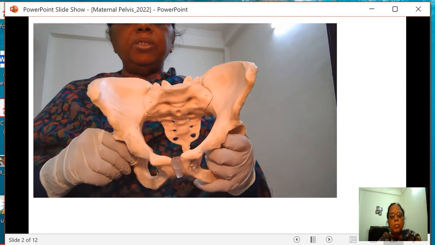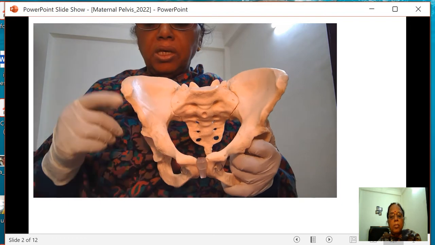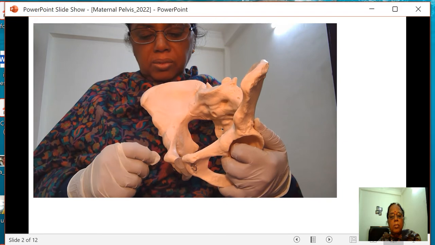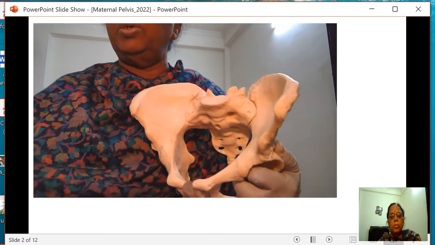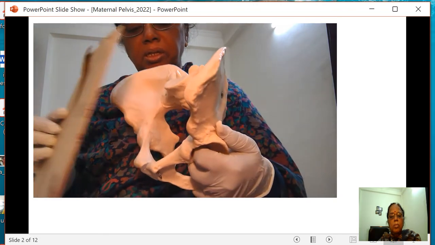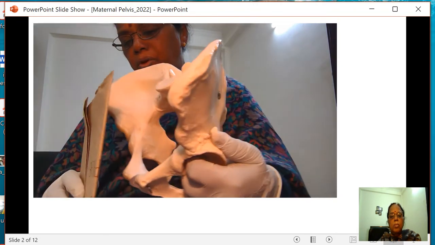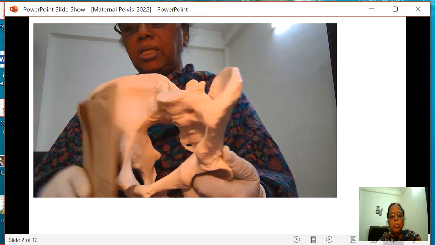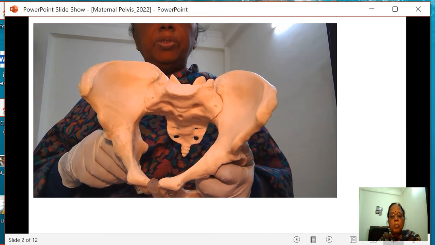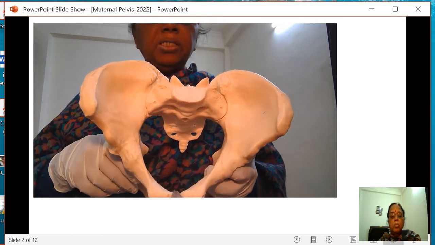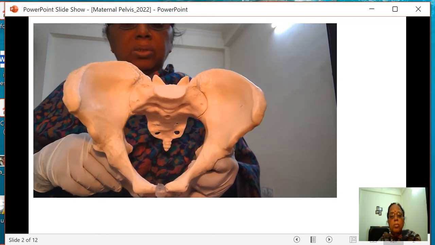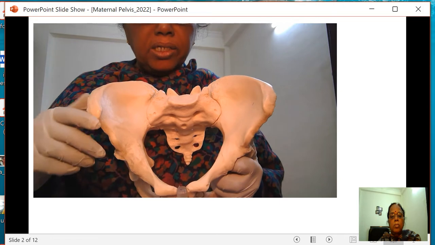Now, how do you hold the maternal pelvis in anatomical position? If the anterior superior iliac spine and the pubic tubercle are both kept in one vertical plane, touching the surface, then this is the anatomical position. The inlet of the pelvis is tilted forwards. So that is the anatomical position.